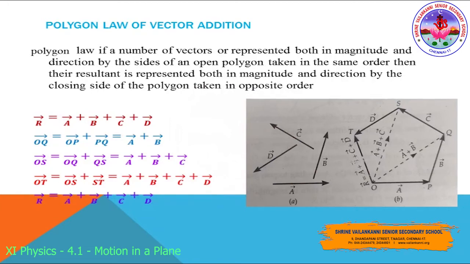In the triangle OST we have taken OT, which is equal to OS vector plus ST vector. Here A vector plus B vector plus C vector, and we have to add D vector. So the R vector is equal to A vector plus B vector plus C vector plus D vector. So this proves the polygon law of vector addition. So we have three different laws of vector addition for adding vectors: the triangular law, the parallelogram law and the polygon law.